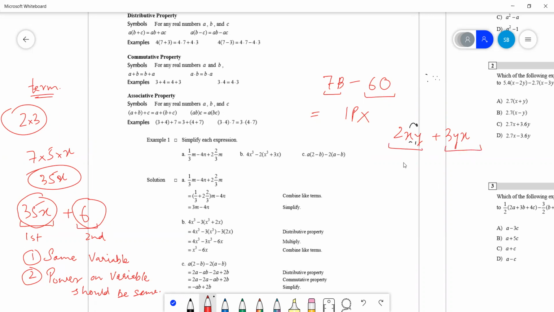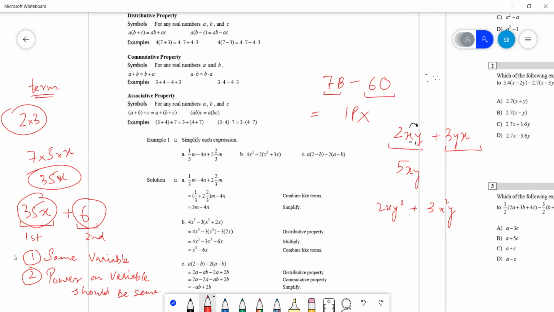That would be 5xy or yx, whatever you want, no problem in that. So these are the same terms. What about 2xy squared plus 3x squared y? Isn't that the same thing as well?